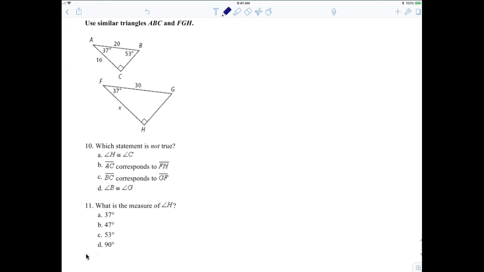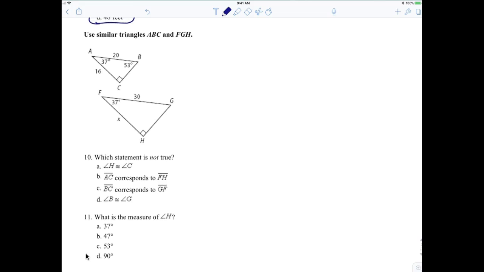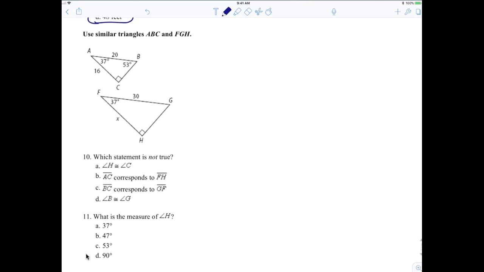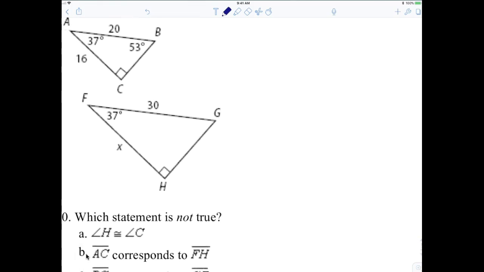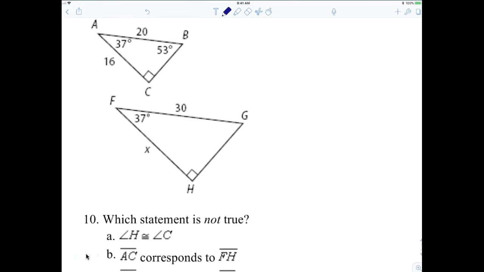Now, here we go. These are similar figures, which means the angles are equal. So what is the measure of angle G? Let's look at that right off the bat. What's angle G? 53, right? How do I know it's 53 degrees? Because angle B is 53, so G would have to be 53. That's what it means when they're similar. The angles are equal, and the sides are proportional.